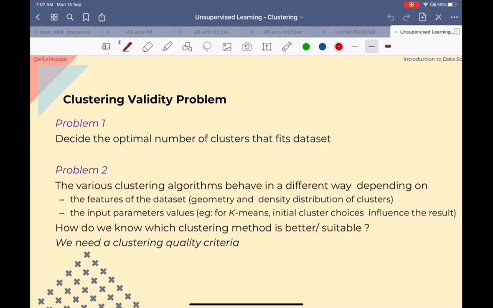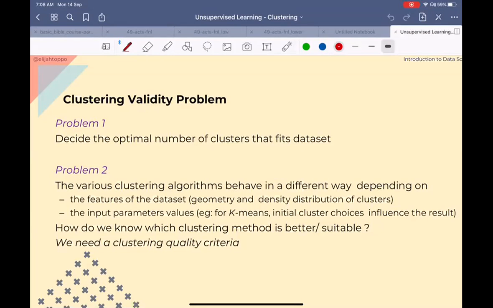We need some clustering quality criteria. Can you think of something, or how can we know if we have a good cluster or bad cluster? Any idea? Okay, let me probably show you two examples, and we can then discuss on that.